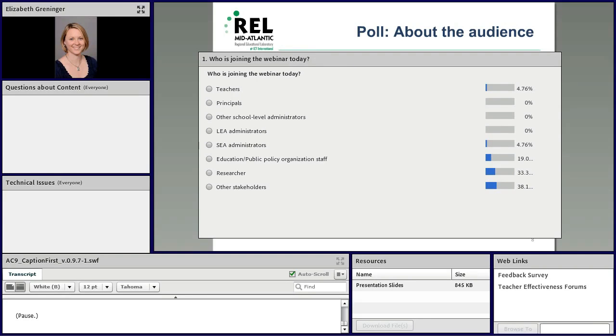Okay, it looks like we have a good number of researchers and other stakeholders with us today, and a few fewer teachers and administrators. I think that anyone attending today will find that the material you're being presented with will help you understand, from your context, how the various pathways into teaching are relevant to the issue of teacher effectiveness.